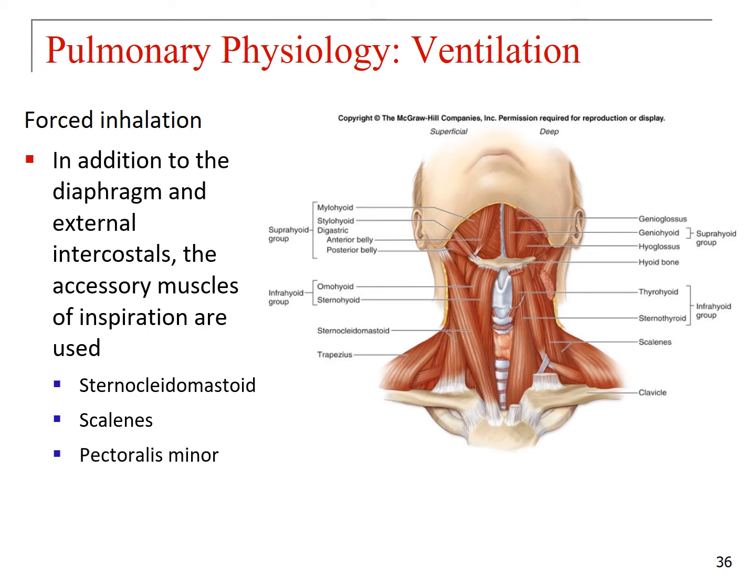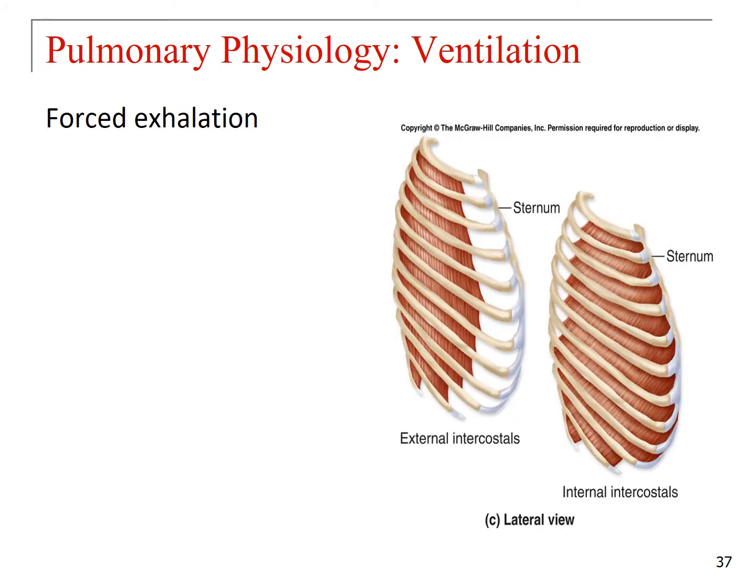So where are these muscles? You see the sternocleidomastoid right here. You see the scalenes right here. And the pectoralis minor is deep to the pectoralis major. Okay, well, there's the highlighting. It's a little bit too late, unfortunately. Sternocleidomastoid, scalenes, and no pectoralis minor on the diagram.